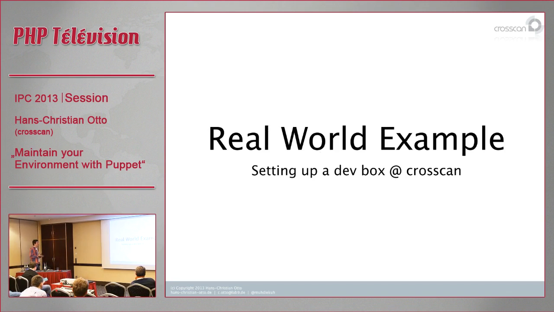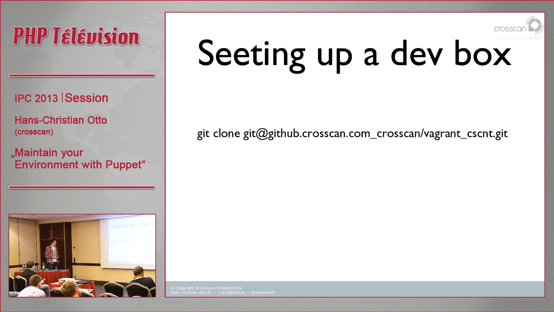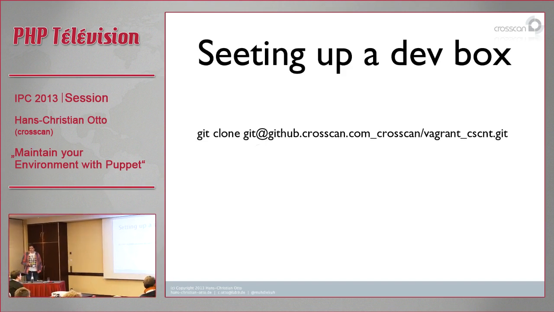Let me show you a kind of real-world example on how we use Vagrant and Puppet in our place, and what it means to set up a new developer machine at our place. The first thing you have to do is, after getting an SSH key and signing up at GitHub and stuff, you have to clone a repository which lies on our internal GitHub server. This is the project we work in.